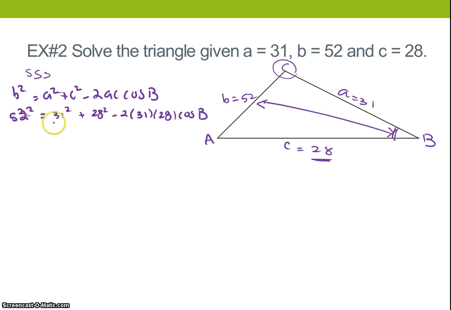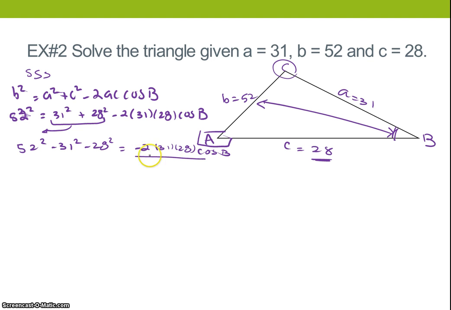So ultimately, I want to subtract those 2 to the other side. So I'm going to get 52 squared minus 31 squared minus 28 squared is negative 2 times 31 times 28 cosine of B. And so when I do that, I want to isolate my cosine of B. So I'm going to divide by this number here, which is negative 2 times 31 times 28. I'm going to do that on both sides. And that is going to equal cosine of B.